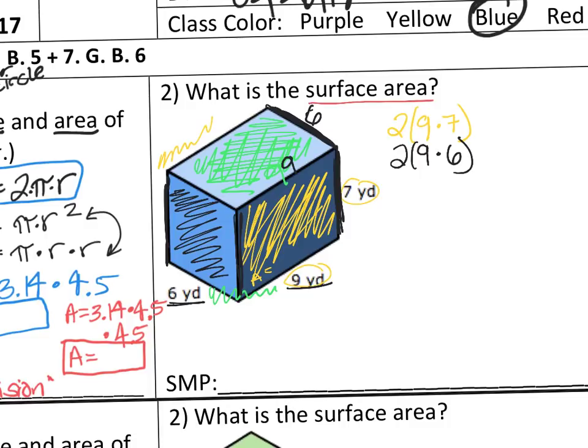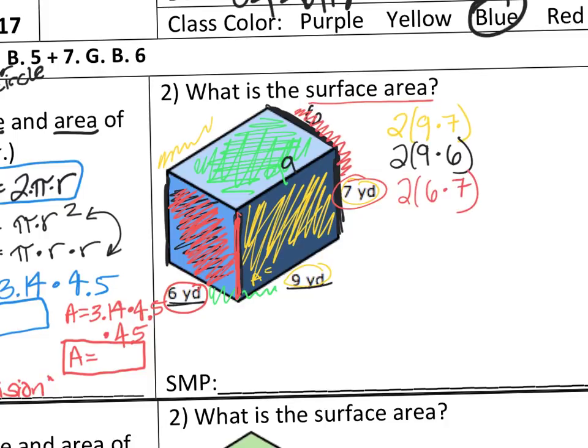And now the last one, I actually shaded it in black. I'm going to change it to red. It's easier to see that color. I have 2 of those. I have one on the front of the rectangular prism and one in the back that you can't see. Now that one is 6 times the height, and the height is 7. So you have 2 times 6 times 7.